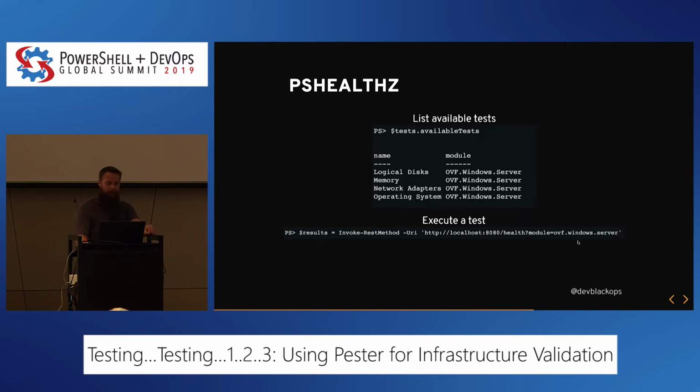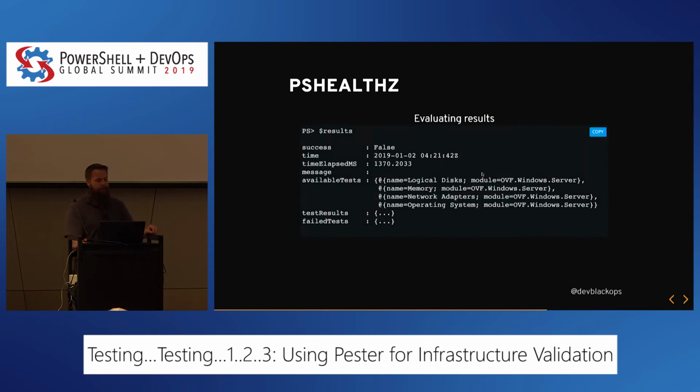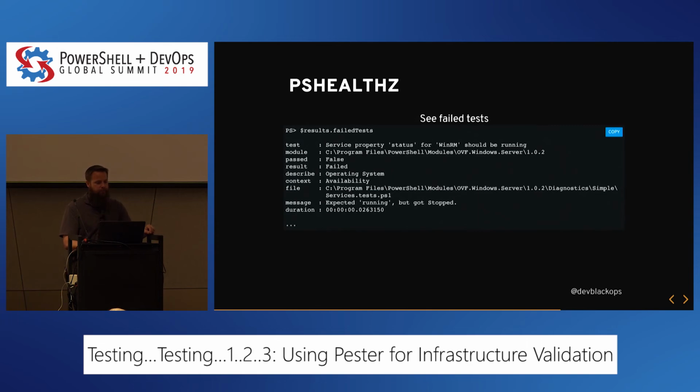We'll get back a result, and we can say, no, it's not healthy. It returns false. It gave you all the tests that were run, how long it took to run, and then it will have an array of all the test results. This is actually the Pester test results that you would see normally. And also, it would split out the failed tests into a separate collection. You can query that failed test collection to see exactly what test was run. Service property status for WinRM should be running. That looks very Pester-y because it is.